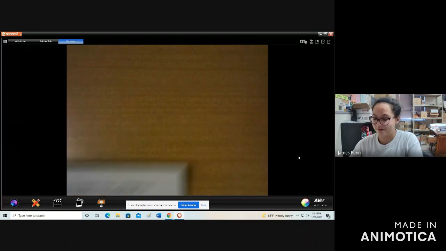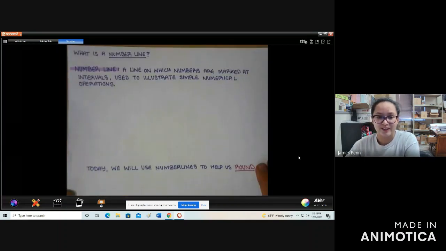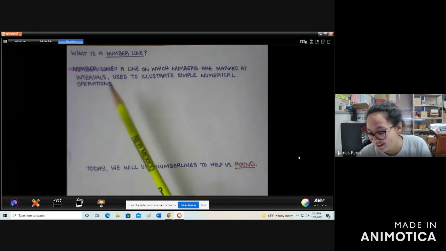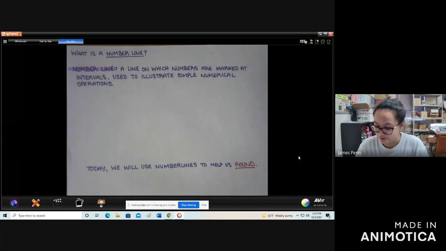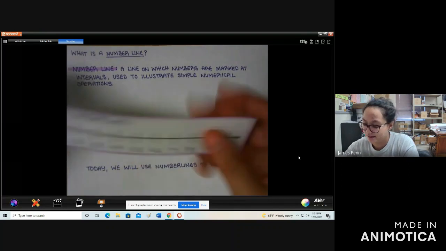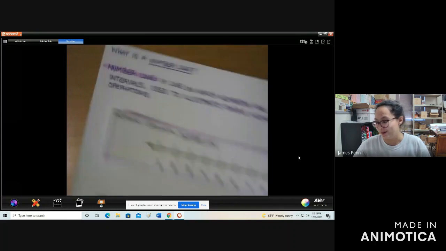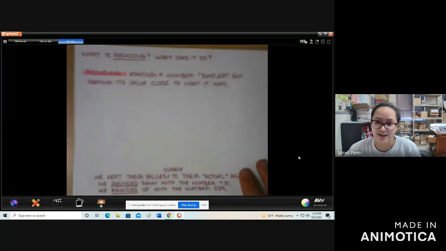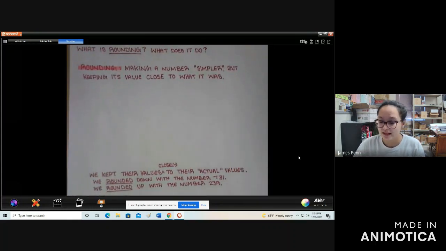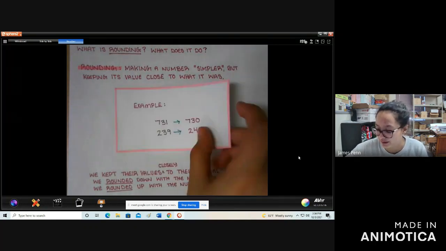You might be asking yourself, what is a number line? Well, a number line is a line on which numbers are marked at intervals, like this. And it's used to illustrate simple numerical operations. Today we will use them to help us round. But then you might ask yourself, what is rounding? What does it do? Rounding makes a number simpler, but it keeps its close value to what it was.